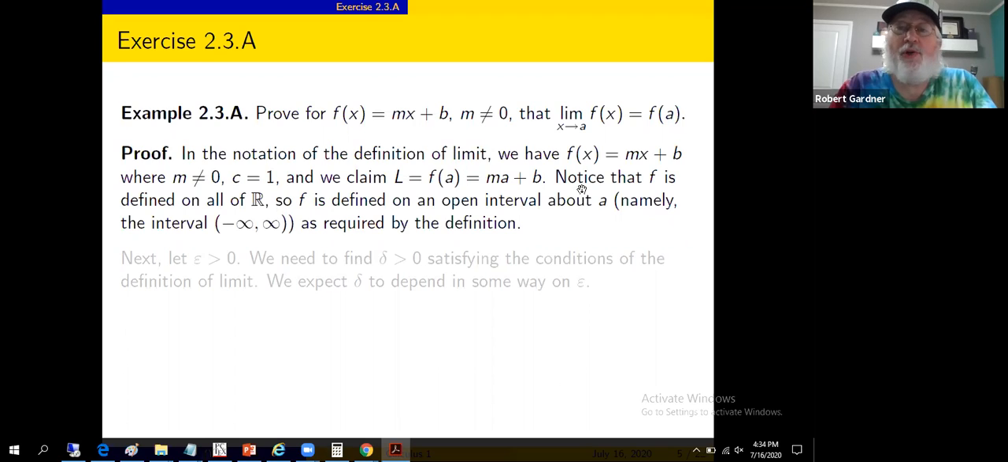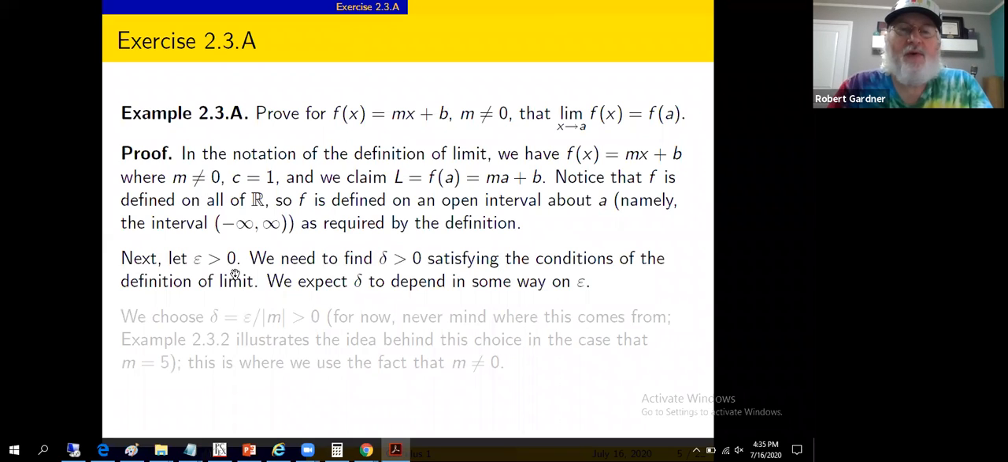All right, first, we need to make sure that f is defined on all of the reals. Sure, we need to make sure it's defined on an open interval. Well, it's defined on all of the reals. mx plus b, it's a straight line. It doesn't have slope 0, because we were given that. But it's a straight line, so the domain is all real numbers. So it is defined on an open interval containing a. It's defined everywhere. All right.